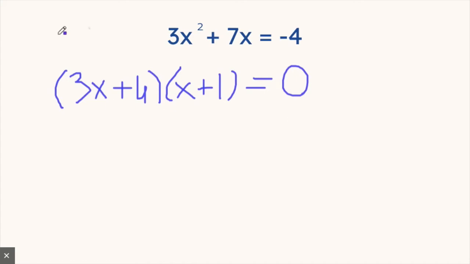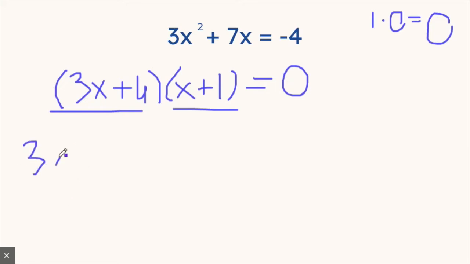Now, two things are being multiplied, and the result is 0. When we multiply anything by 0, we get 0. For example, 1 times 0 is going to give us 0. So we can say that one of these two needs to equal 0. Either 3x plus 4 or x plus 1 has to equal 0. So when you multiply it by the other parentheses, you get 0. So what we do is we separate these two.